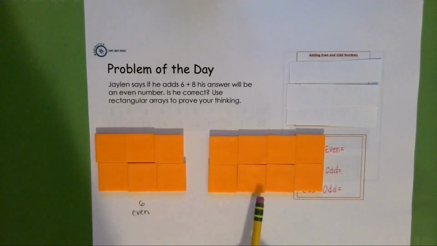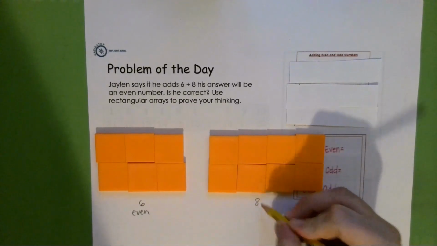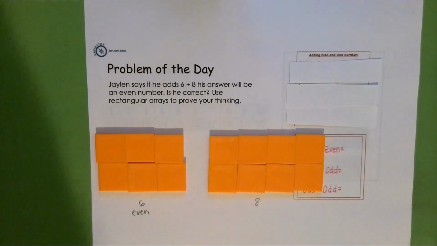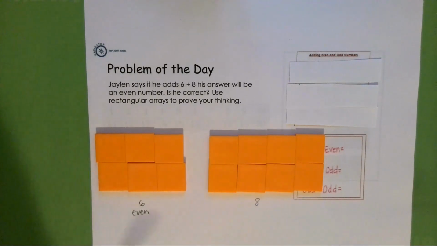How many tiles in this array? Say it out loud. Right, 8. And is 8 odd or even? I bet you said even. How do you know? Say it out loud. Right, it can be put into pairs with none left over. Each of our tiles has a partner or a pair.